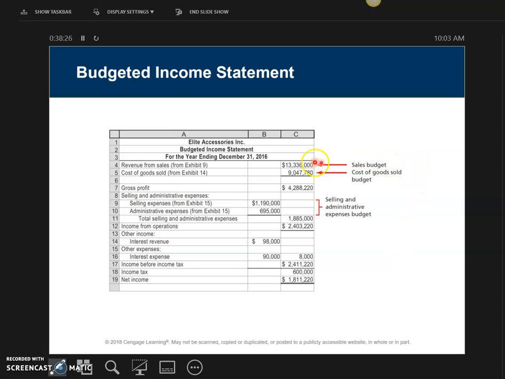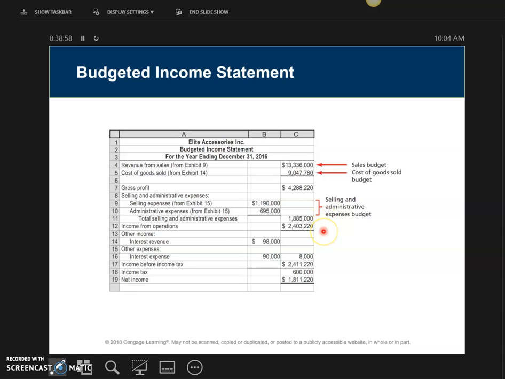So I'm going to start. This is my income statement. Here's my revenue, which comes from my sales budget. My cost of goods sold comes from my cost of goods sold budget. Here's my gross profit. Then I bring in my selling and admin expenses from my budget. And this tells me I'm going to make $2,403,220 income from operations. I'm taking my gross profit minus my selling and admin.